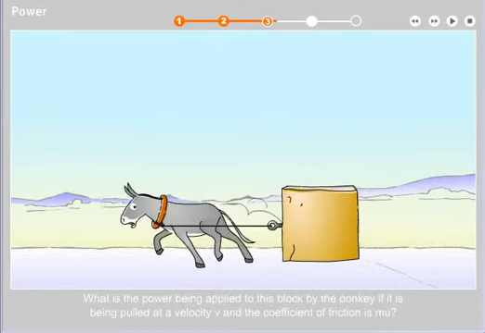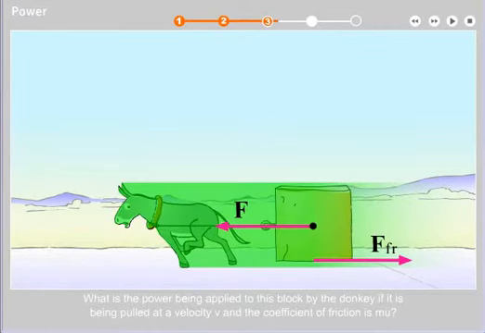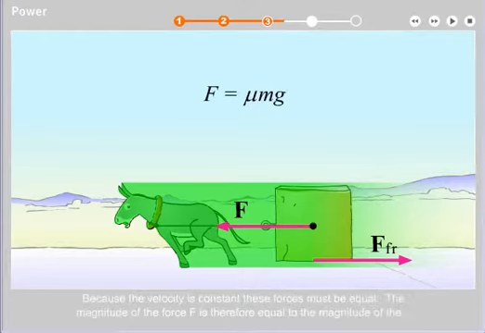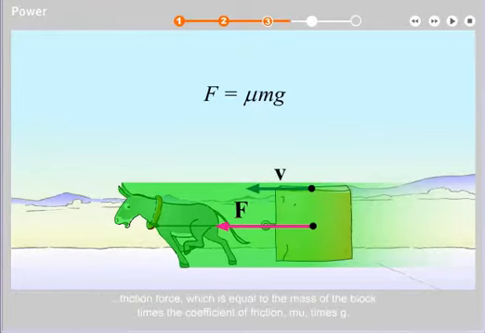What is the power being applied to this block by the donkey if it is being pulled at a velocity v and the coefficient of friction is mu? The forces on the block along the displacement are the force of friction and the force F. Because the velocity is constant, these forces must be equal. The magnitude of the force F is therefore equal to the magnitude of the friction force, which is equal to the mass of the block times the coefficient of friction mu times g.